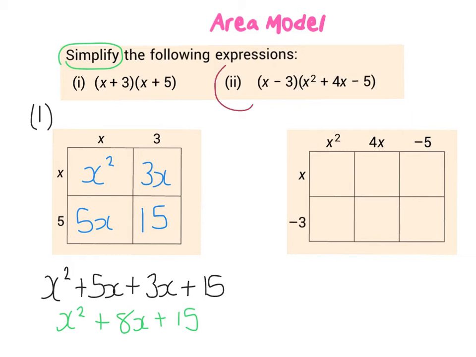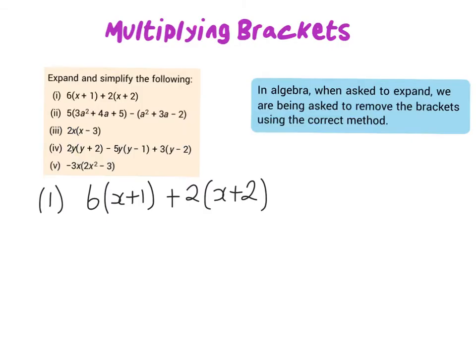Try part 2 yourselves using the area model. For this next part, we are asked to do two things. We are asked to expand and we are asked to simplify. So first we must expand. I'm going to take part 1. To expand brackets, I multiply the outside number by everything on the inside. And the same again here.